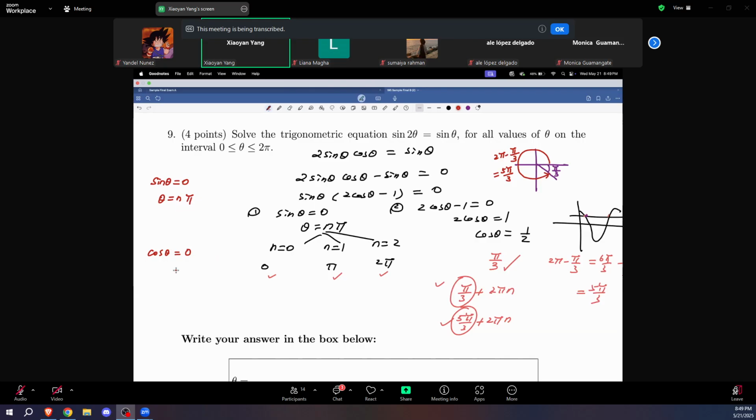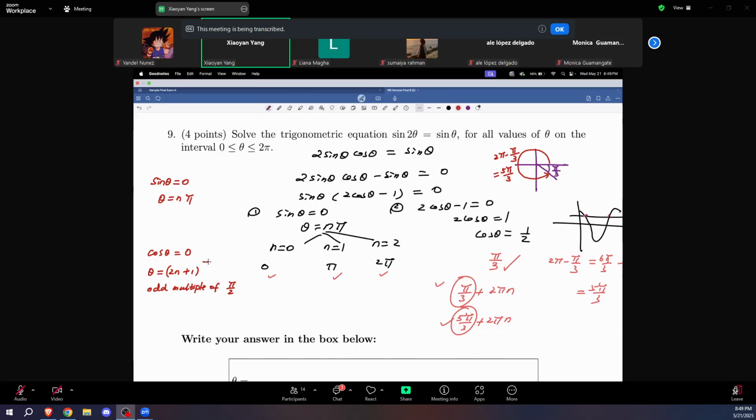What about cosine theta equal to 0? Then theta equal to an odd multiple of pi over 2. What does odd number mean? 3, 5, 7. How to represent an odd number? I like to use 2, and 2 times any number will be even. Even plus 1 will be odd.